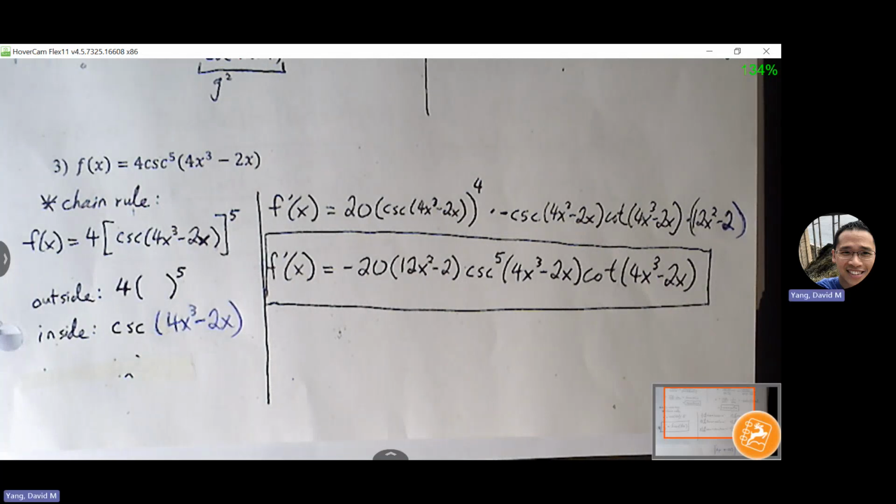The 20, the negative, the 12x squared minus 2, I typically like to push them out in front. But if you leave that 12x squared after, that's fine. It's just, we don't want to get this confused with what's inside the trig function. So typically we fold those in front so it doesn't get misinterpreted as something that's inside the trig, which it is not.